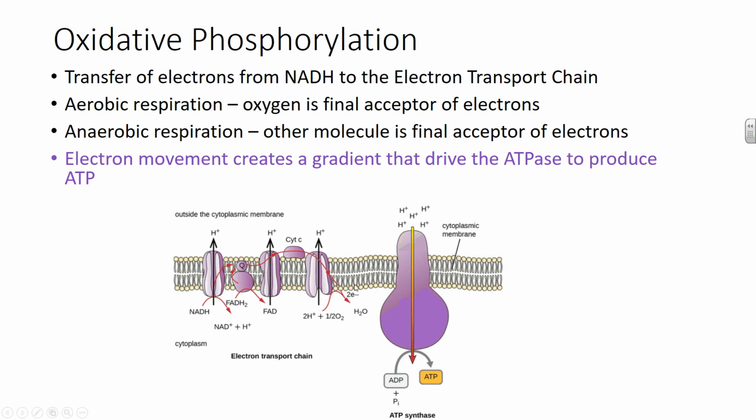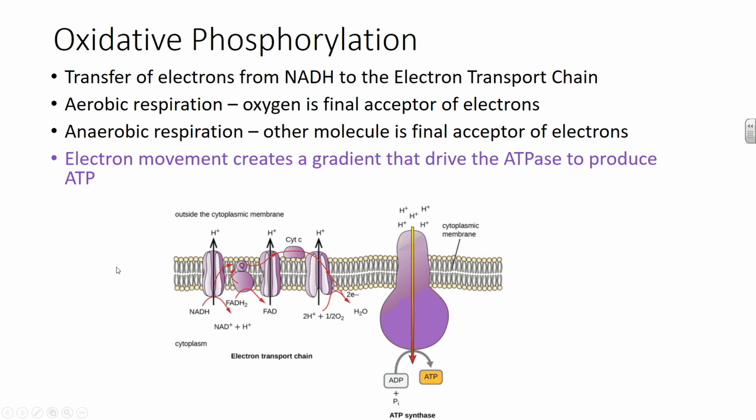So what do we do with these electrons at the end after they've been hopping through? Well, if this is aerobic respiration, those electrons will combine with oxygen and give us water. If it's anaerobic respiration, something else is going to have to collect those electrons. But oxygen is the most common final acceptor of electrons. This is why you need oxygen to breathe. And a lot of our microbes also need oxygen to live.